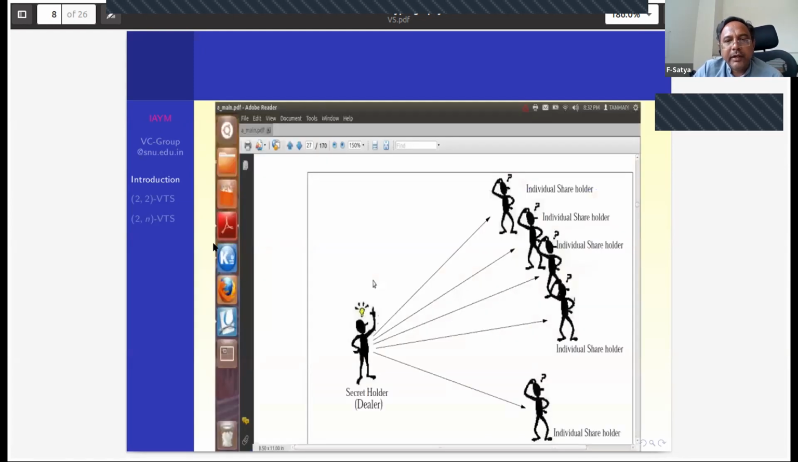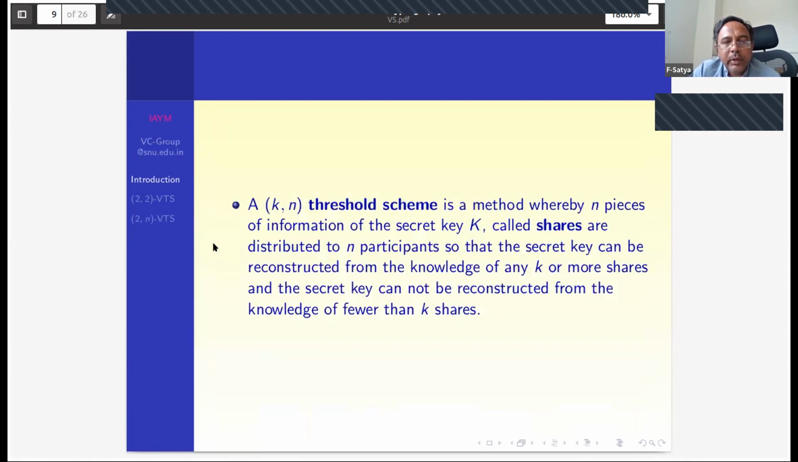Okay, let us see an example. So the dealer is there. The dealer wants to give shares to these people one by one, right? But these people are not aware of what the actual message is; they only get a share that contains nothing. Now I'm telling about the k comma n threshold scheme, a method where n pieces of information of the secret key, called shares, are distributed to n participants so that the secret key can be reconstructed from the knowledge of any k or more shares, and the secret key cannot be constructed from the knowledge of fewer than k shares. Is it okay?